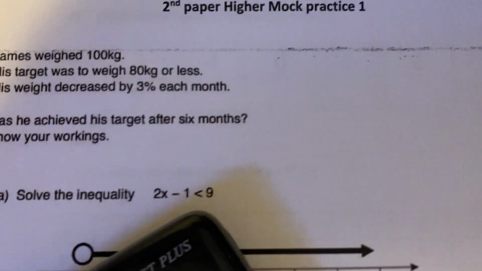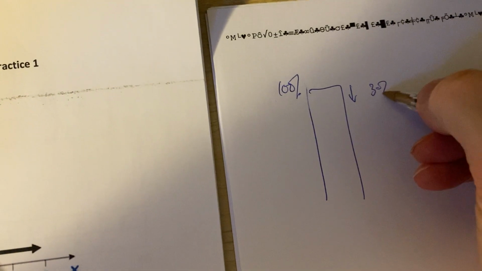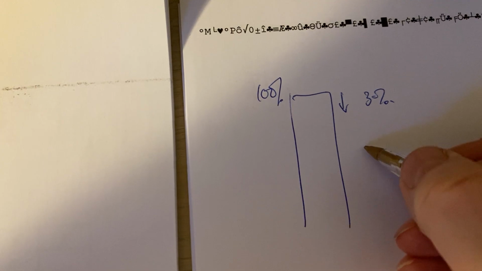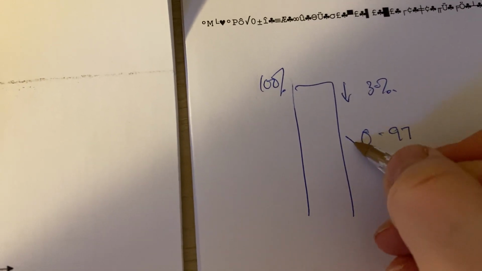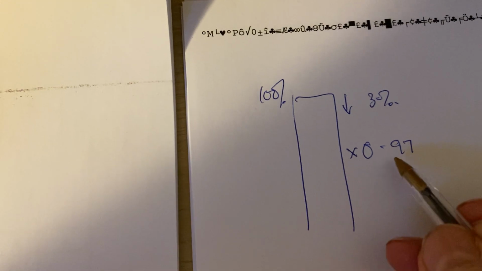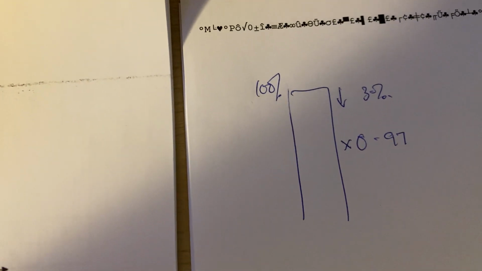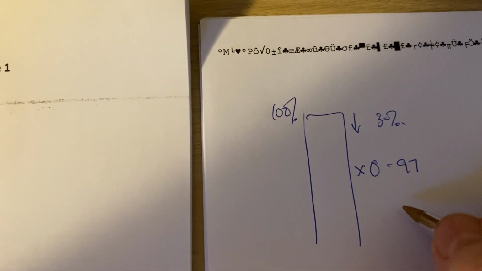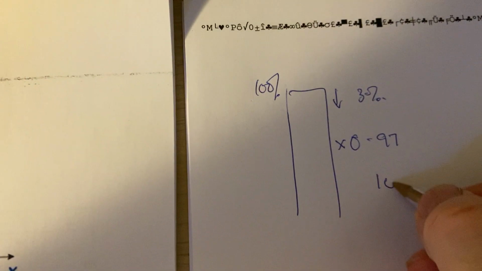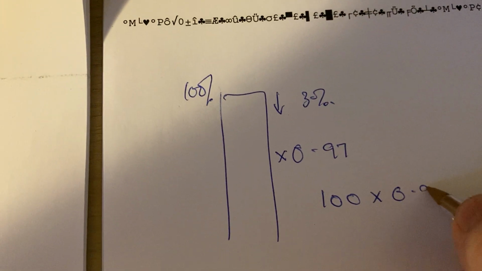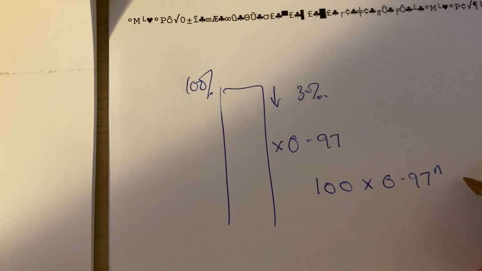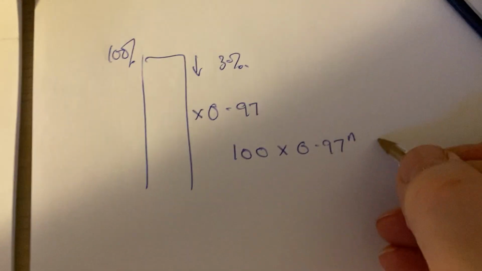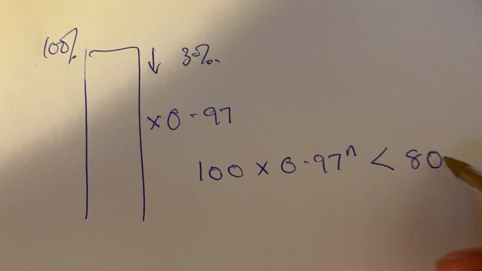So what we need to realise is we start off with 100%, and each time that's dropping by 3%. So that's going down. So the multiplier here is 0.97. Hopefully you get that. That's your multiplier. You're going down each time by 3%. So you're timesing it by 0.97, 97%. So what happens is they get the weight, it's 100, and you times that by 0.97 for so many months until you get below 80. So it wants to be less than 80.